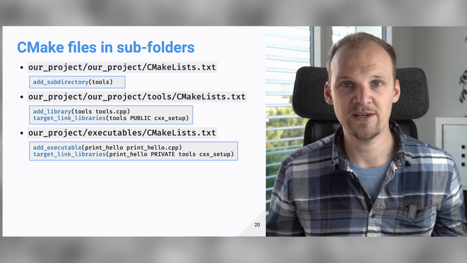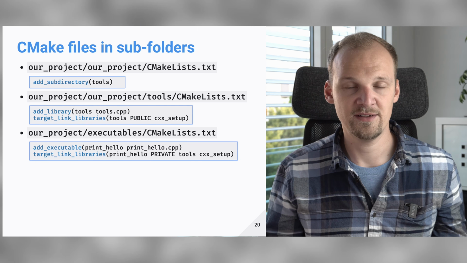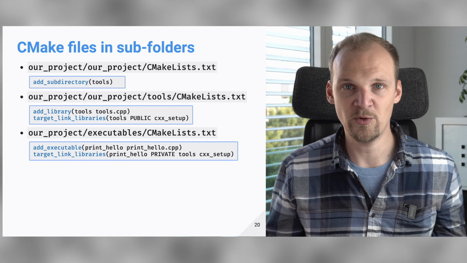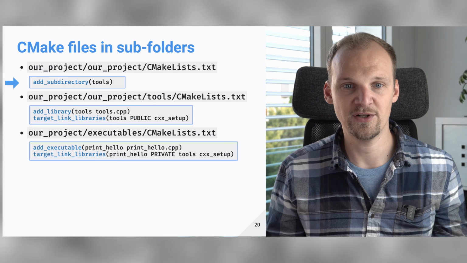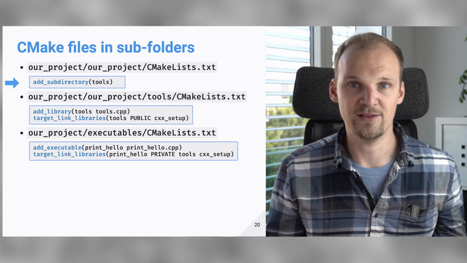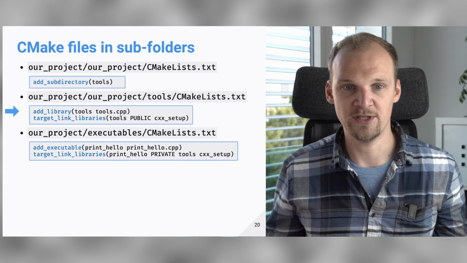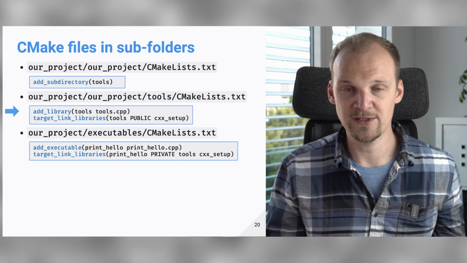Now let's look at the CMakeLists.txt file in the subfolders. The one in the Our Project subfolder is going to be very simple. It just adds the tools folder, and the one in the tools folder is actually the one that creates our library. So what does it do? It basically creates the tools library.